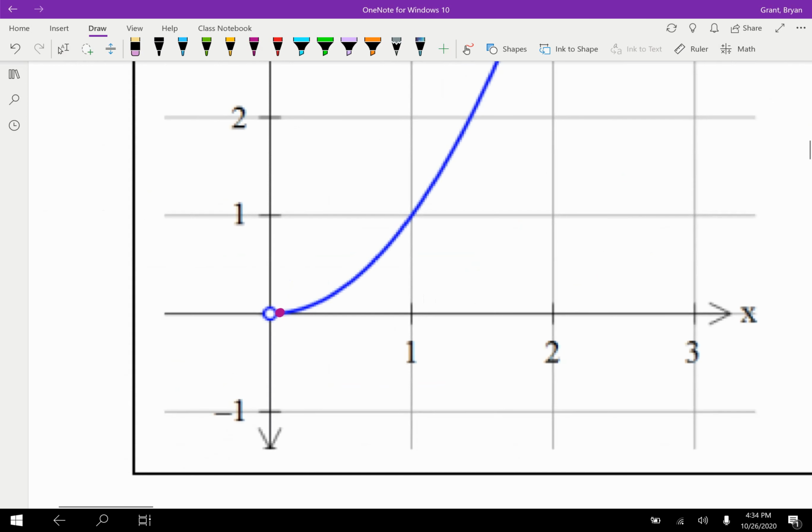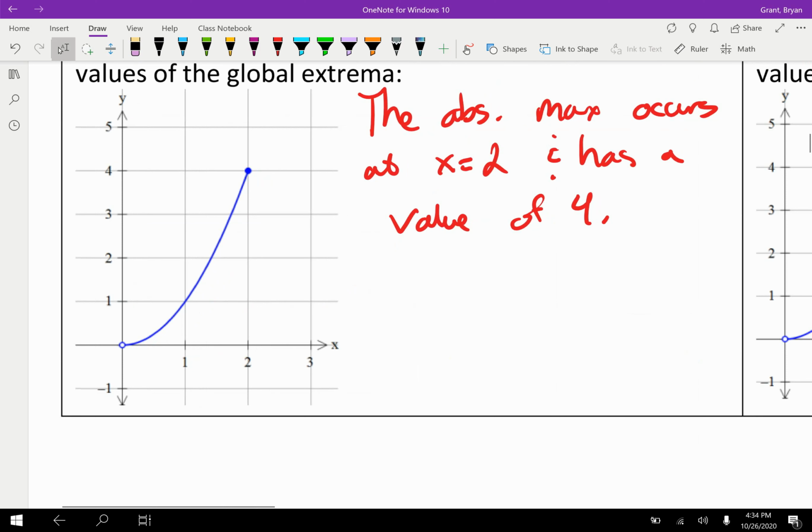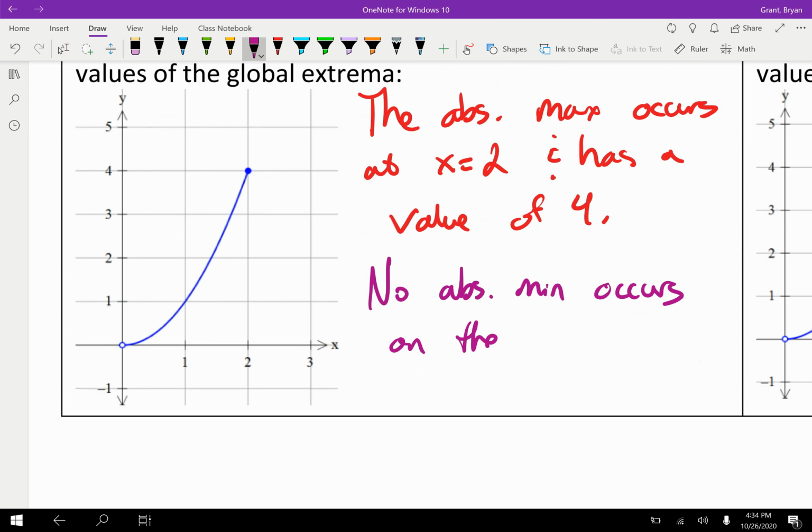You're like, but yes, there is. The number that's right before this open circle, that's true. But because we can't actually give a value to that number, we accept that there is no absolute minimum. So we would just say something like, no absolute min occurs on the graph.